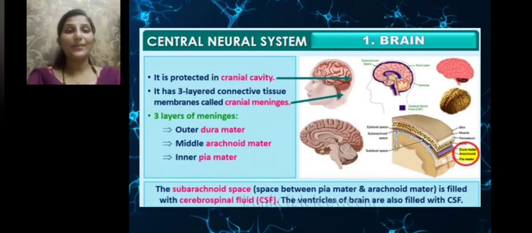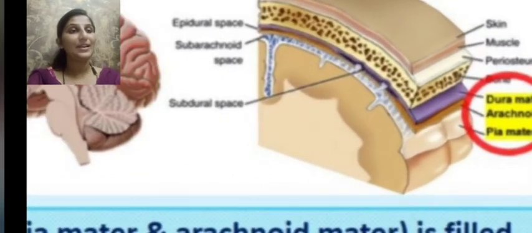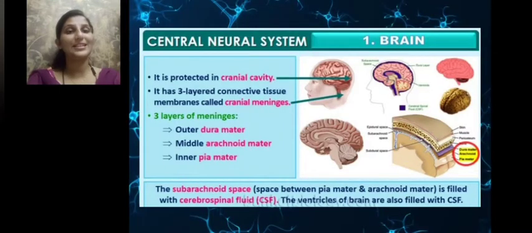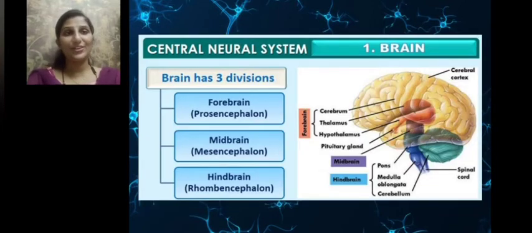The space between the pia mater and arachnoid mater is filled with cerebrospinal fluid, and this space is called the subarachnoid space. The brain has three main divisions, namely the forebrain, the midbrain, and the hindbrain. The forebrain is called the prosencephalon, the midbrain is called the mesencephalon, and the hindbrain is called the rhombencephalon.